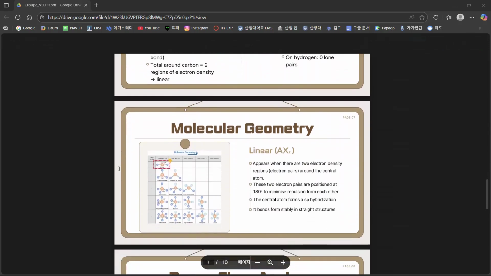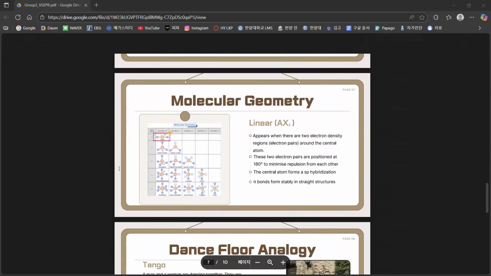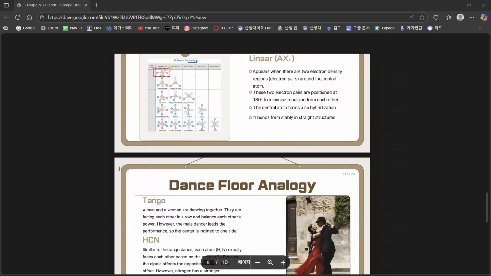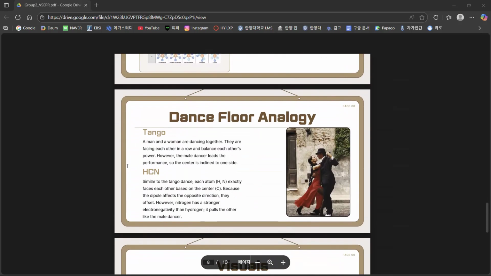And let's move on to molecular geometry. We are going to introduce linear, and this is AX2. This appears when there are two electron density regions around the central atom. These two electron pairs are positioned at a 180 degree angle to minimize repulsion from each other. And the central atom forms sp hybridization, and pi bonds form stably in straight structures.